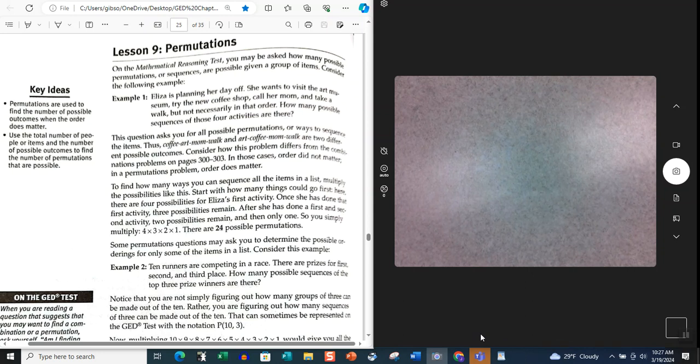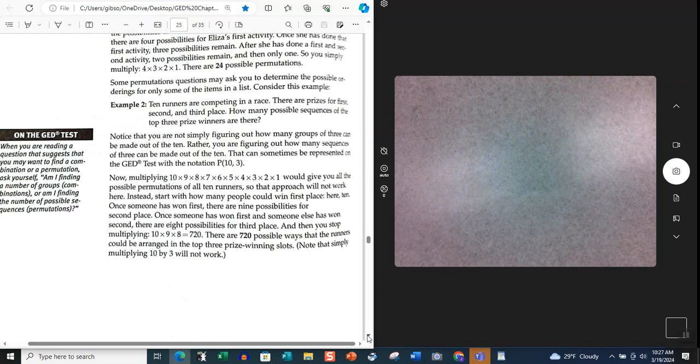Some permutations questions may ask you to determine the possible orderings for only some of the items in a list. Consider this example. Example 2. 10 runners are competing in a race. There are prizes for first, second, and third place. How many possible sequences of the top 3 prize winners are there? Notice that you are not simply figuring out how many groups of 3 can be made out of the 10. Rather, you are figuring out how many sequences of 3 can be made out of the 10.